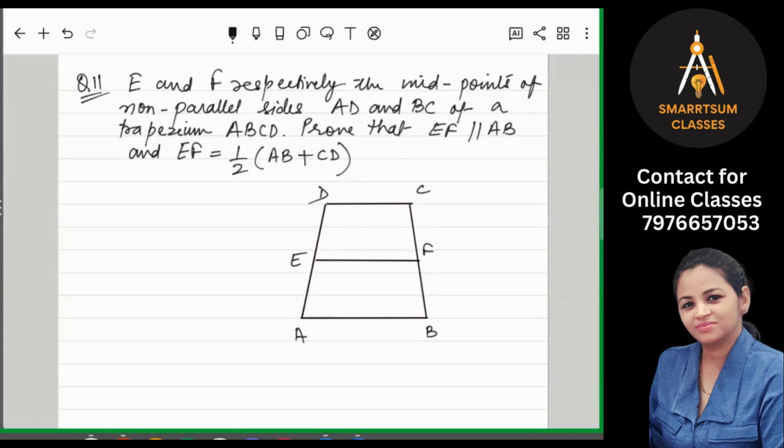Now in continuation, let's do some more practice on quadrilaterals, especially on the midpoint theorem, as it is very, very important. So look at this question number 11.